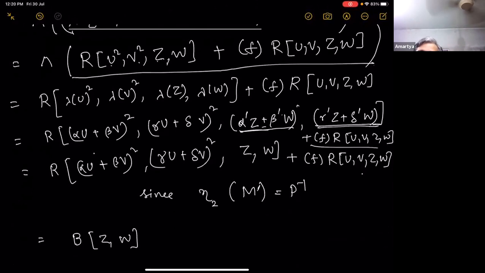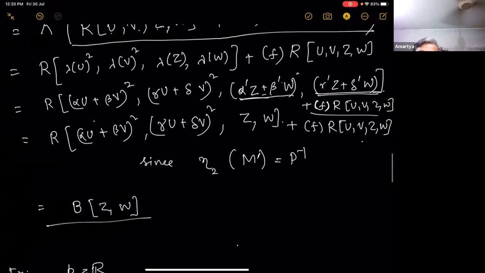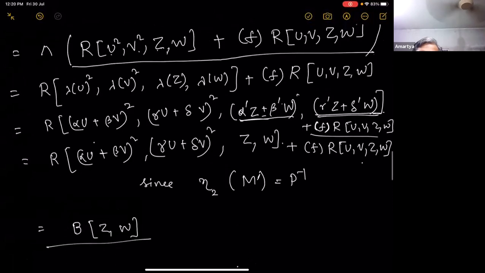We can get Z and W because, if at all there is a factor, we can adjoin it with F. So this will give us Z and W, and then we can take these Z and W out, and then we just get BZW. So this is very simple.